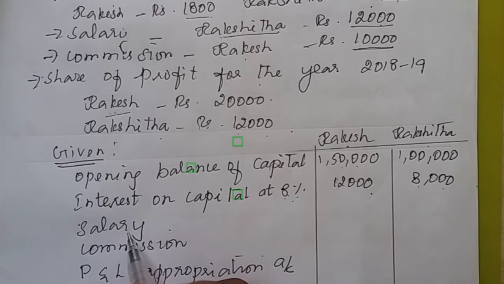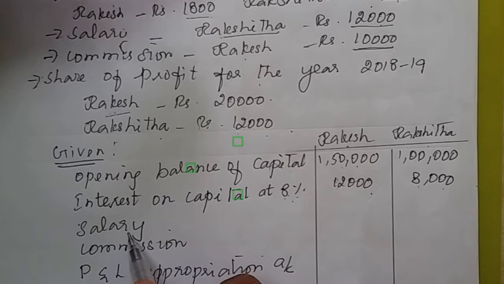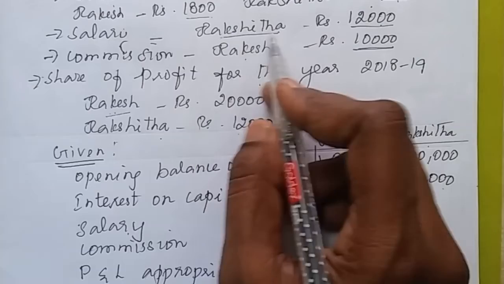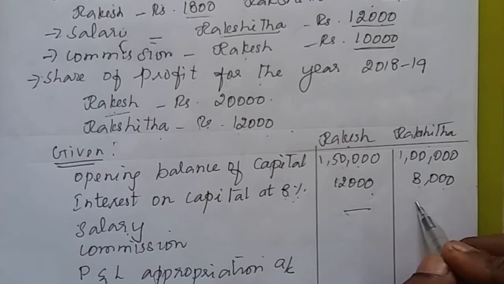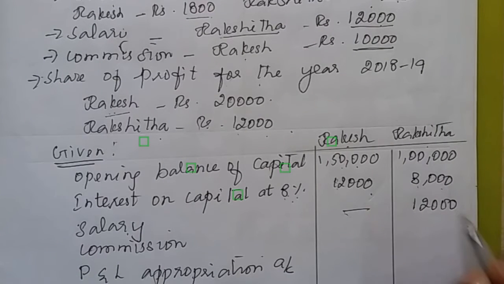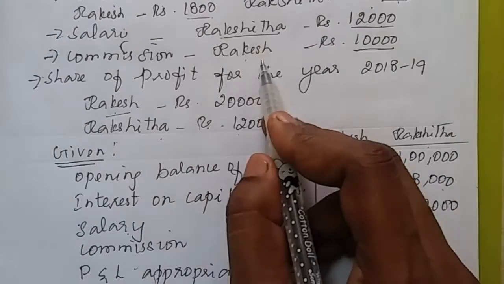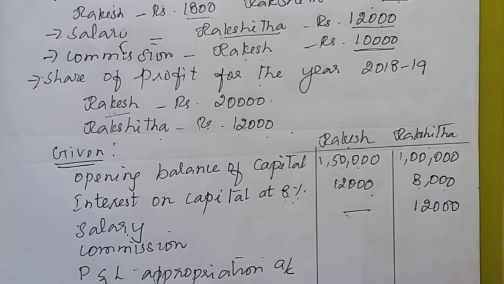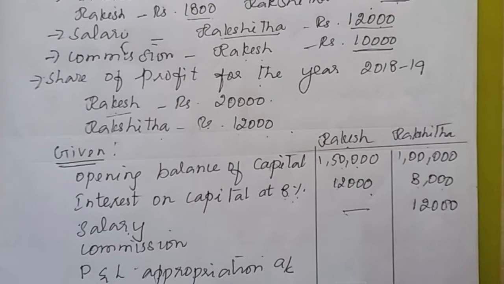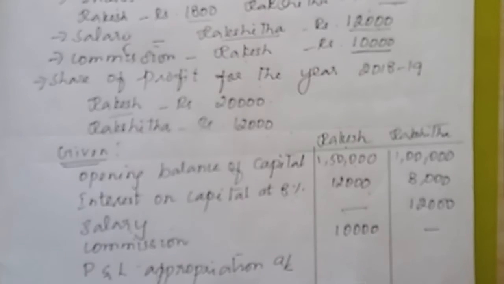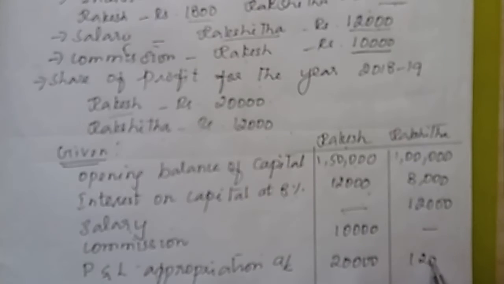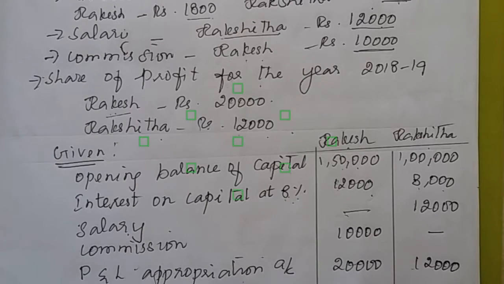So salary, for whom is it given? Salary for Rakshita. So 12,000 only for Rakshita I write. Commission for Rakesh is given. How much is given for Rakesh? 10,000. So you write commission only for Rakesh. P&L appropriation: profit for Rakesh is how much? 20,000. Rakshita is how much? 12,000. So I write.